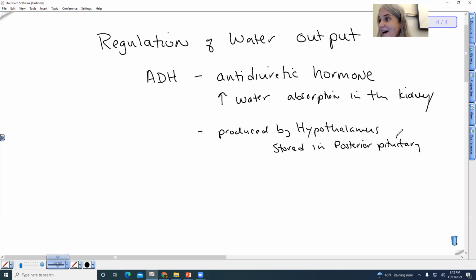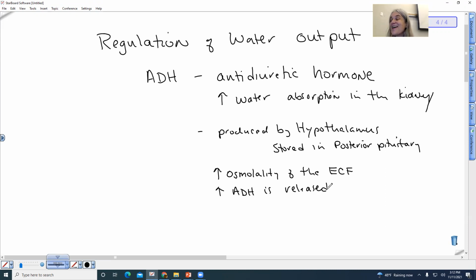So let's say that we have an increase in the osmolality of the ECF. What's going to happen when we do this, if we increase the osmolality, then ADH is going to be released. So ADH is released, and the response of that is increasing water reabsorption, which is going to decrease the osmolality. And so this is also a negative feedback mechanism.